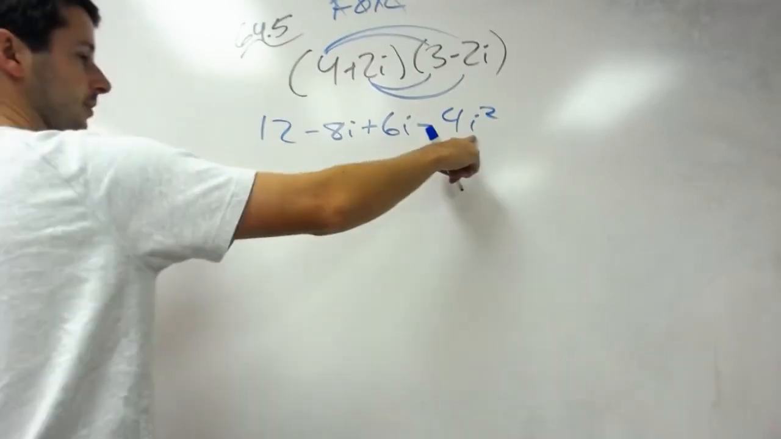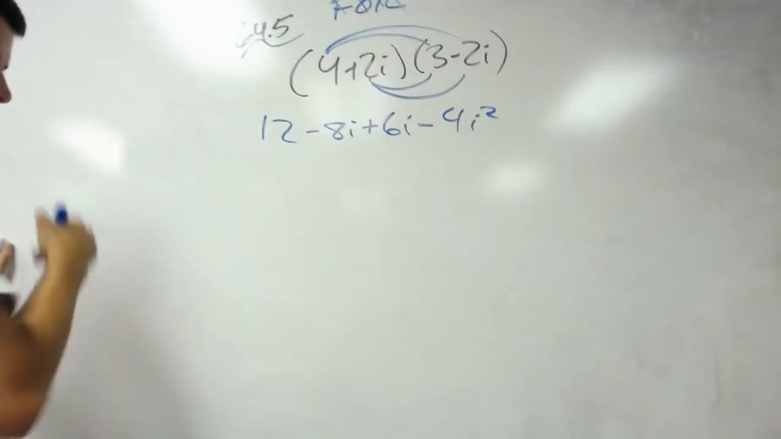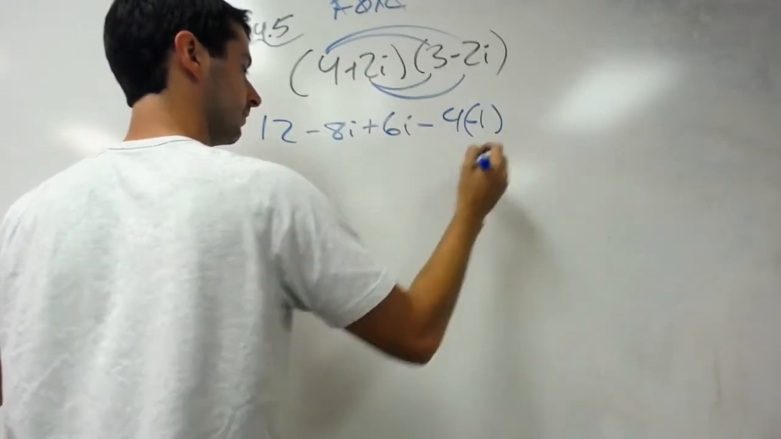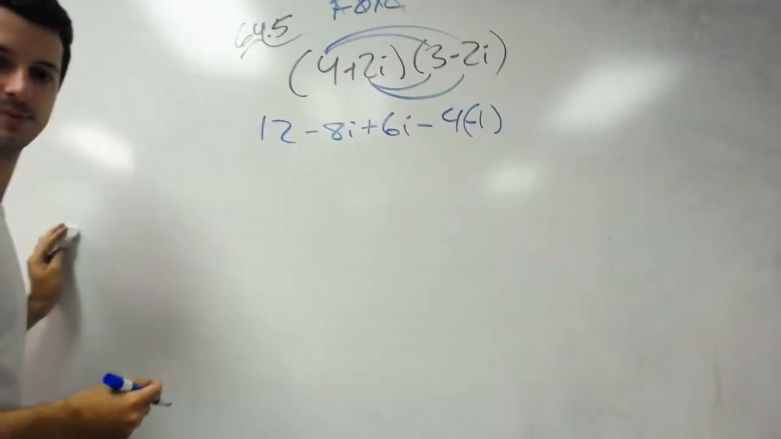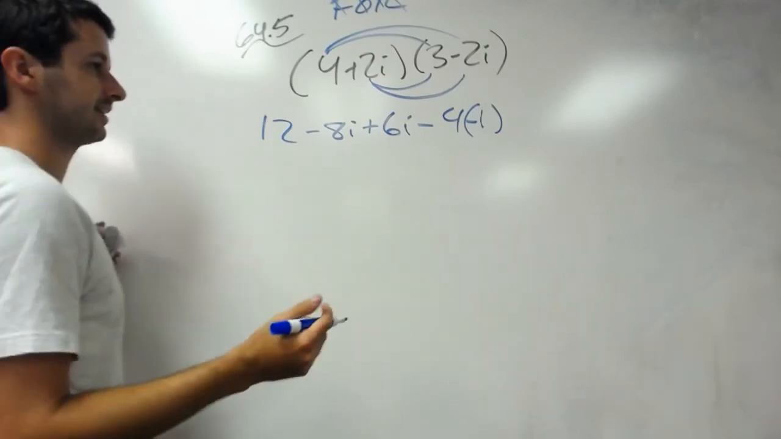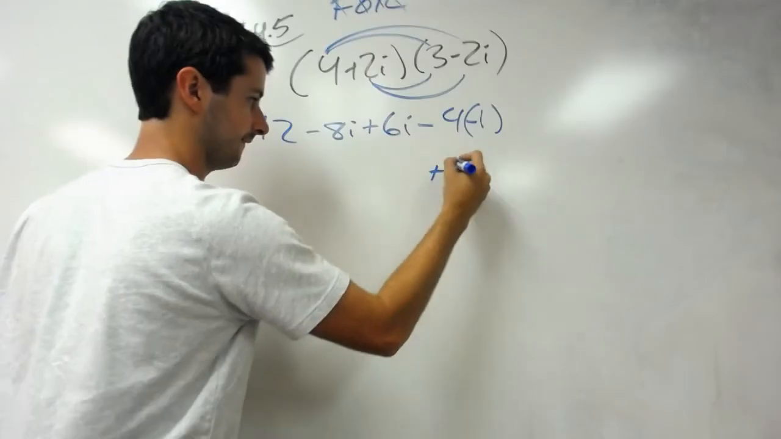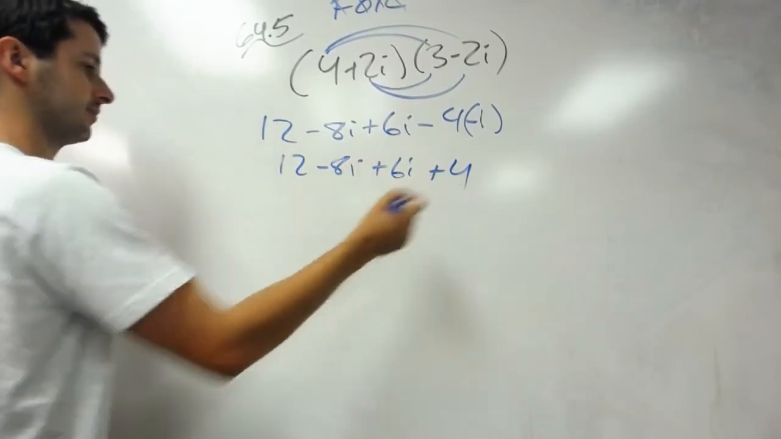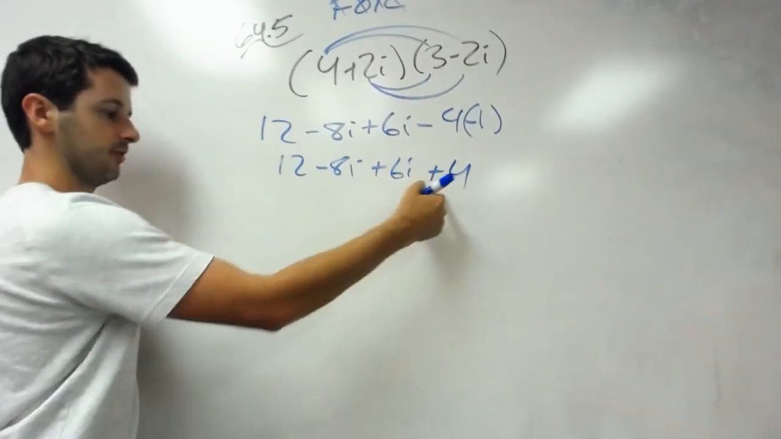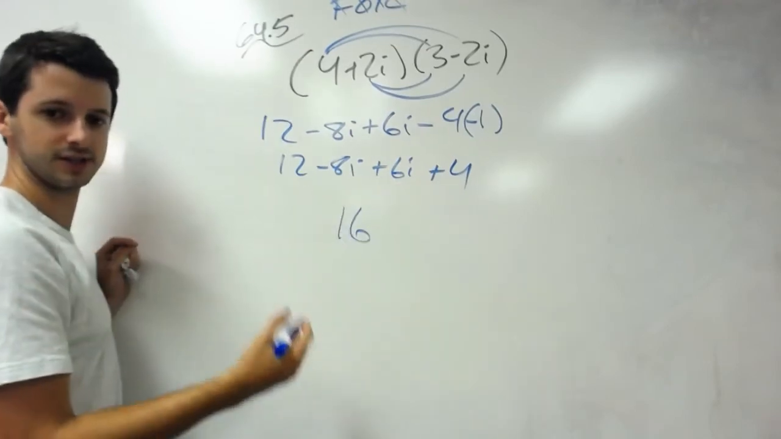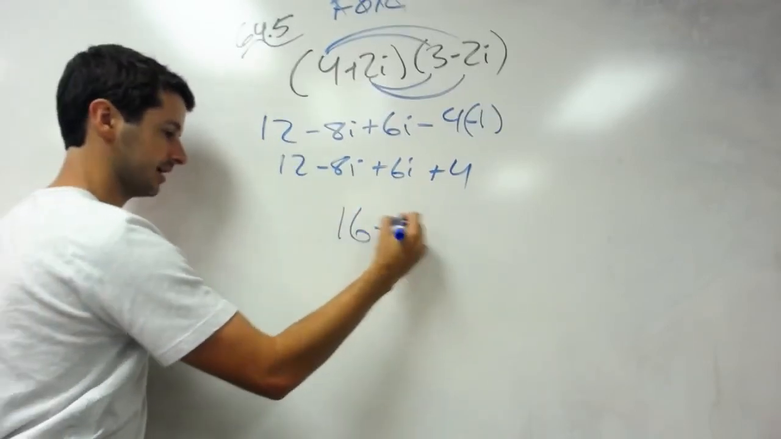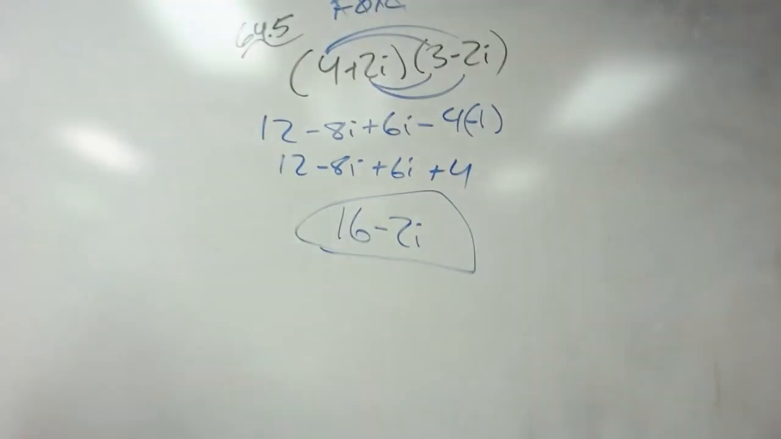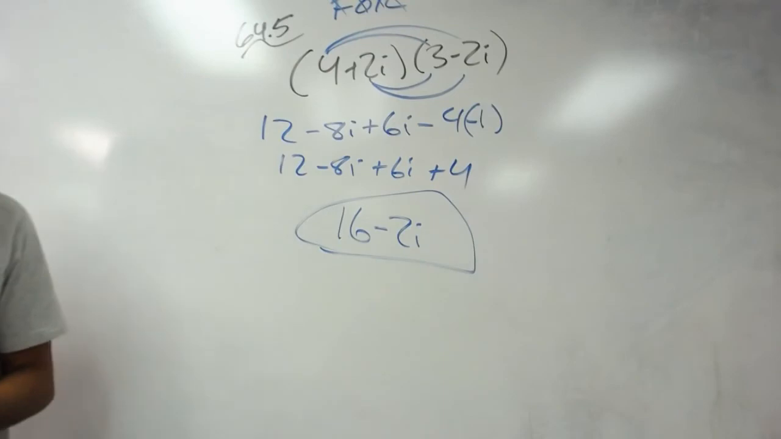Well, what does i squared become? Our wheel of i's says it is a negative 1. So negative 1 times negative 4, and you get positive 4. 12 minus 8i plus 6i plus 4. Add your like terms, 12 and 4, get our whole numbers first. 16 minus 2i is your answer. All right, so that's how you do that. Those are complex fractions and complex numbers.